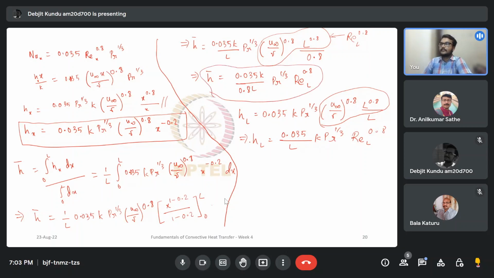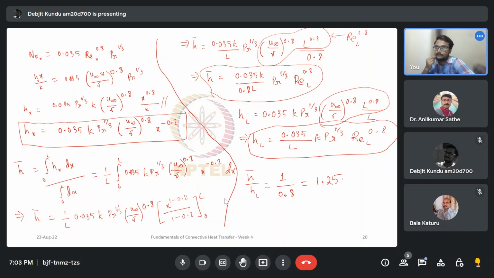So we got average h and we got local h at x equal to L. Our initial question was to find this ratio, h bar over hL. If we look at these two expressions, we will see that the only factor they differ by is the 0.8 in the denominator of h bar. So this becomes 1 by 0.8, which is nothing but 1.25. This is our final solution.